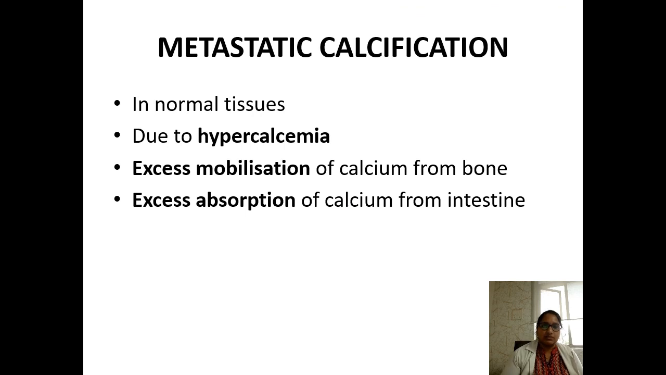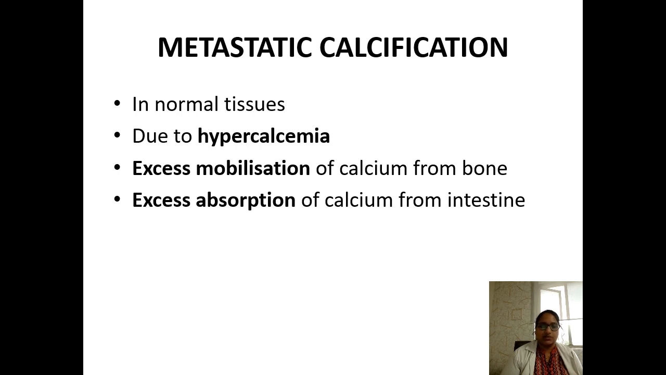So next comes metastatic calcification. Dystrophic calcification, as the term itself tells, occurs in dead and degenerating tissues, whereas metastatic calcification occurs in normal tissues, and here it is due to hypercalcemia. That is, it is due to excess mobilization of calcium from the bone or excess absorption of calcium from the intestine. So the serum calcium levels are higher.